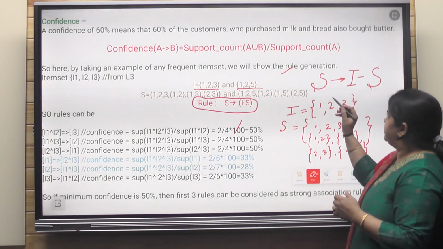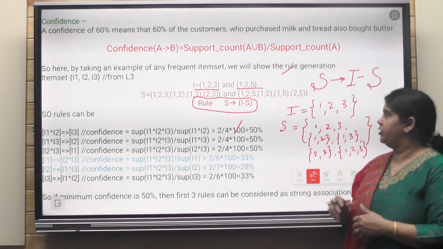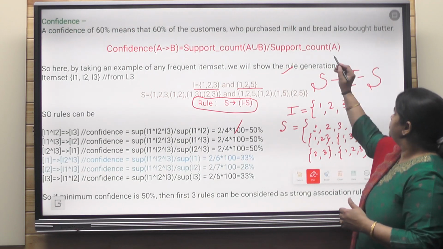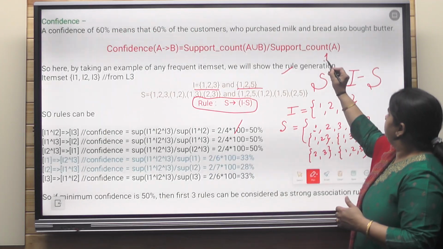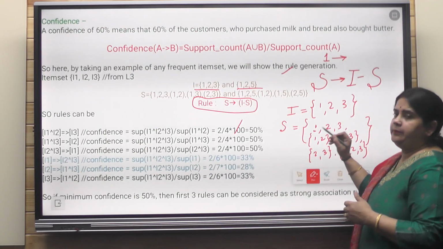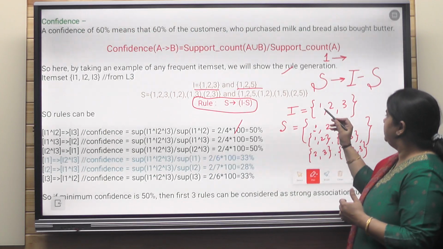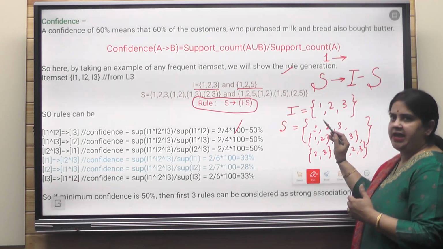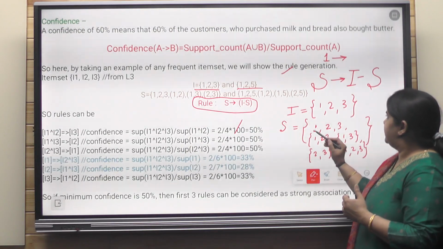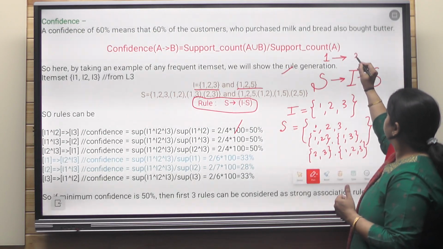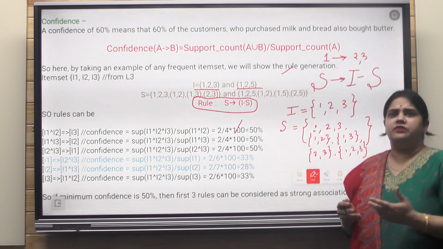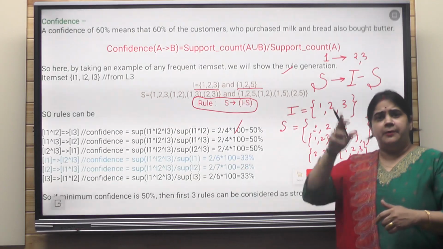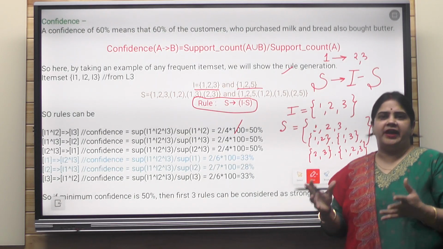Now class, let's consider one value. What is S? We can randomly take S, say it's 1. So my first rule says that 1 will be on my left hand side. What will be my right hand side? It becomes I minus S. Removing this S, the value becomes only {2, 3}. So we have created the association rule. That's very simple. But is it ensuring validity?